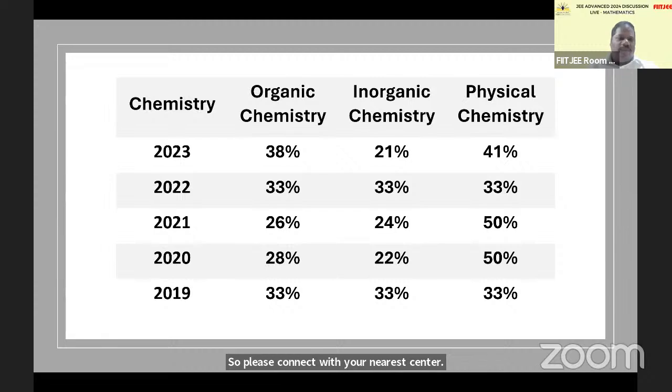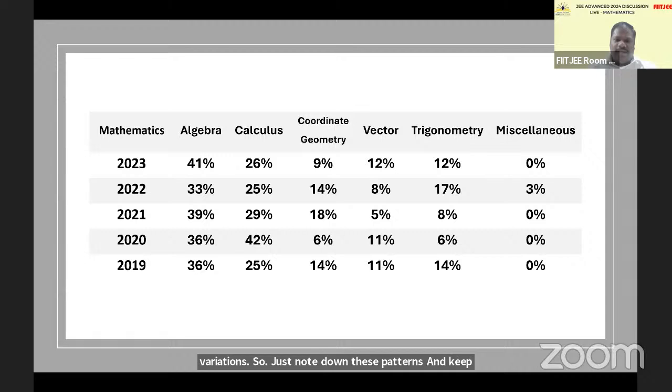So again, we saw the physics. This is chemistry. You could see the statistics again changing in the chemistry part. Organic, inorganic, and physical, all have different variations. So just note down these patterns and keep in mind how you have to work it out. Mathematics for you people. You can take a screenshot while seeing that, or you can refer to our video, which is always going to be there on the FIITJEE Global YouTube channel, FIITJEE Global School YouTube channel. So you can refer to it anytime.